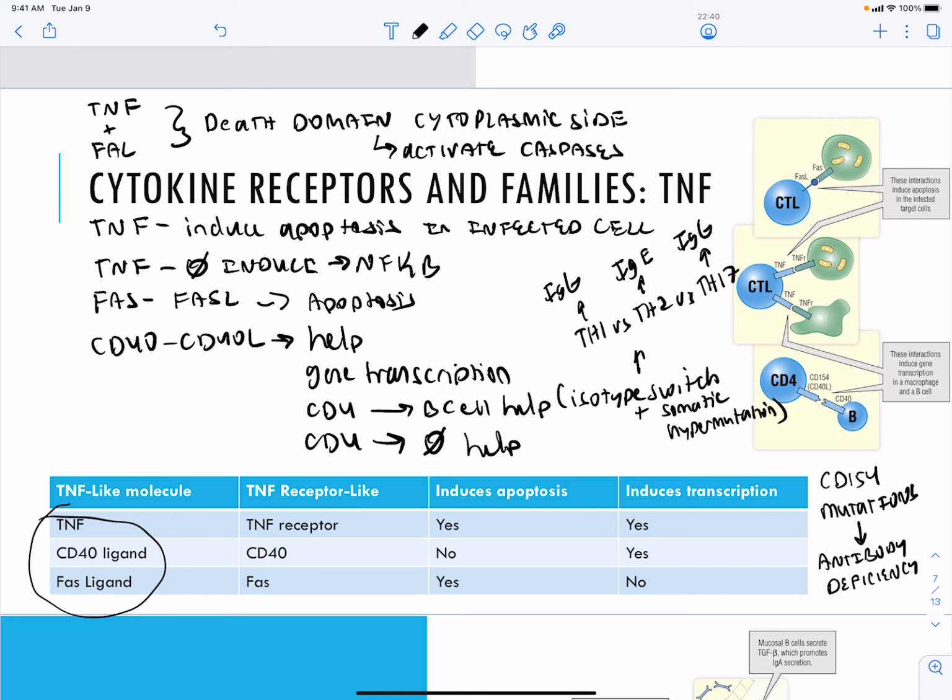Okay, so on your table here, you can see these are TNF superfamily, and the TNF receptors are going to be CD40 as well as Fas. So you can see that whether the signaling transduced by these receptors induces apoptosis, yes for TNF and yes for Fas. And whether they induce transcription, it's yes for TNF and yes for CD40. Because remember, TNF induces transcription in our macrophages. So TNF can do both. Fas really is just for inducing apoptosis, and CD40 is just for helping. It does not induce apoptosis.